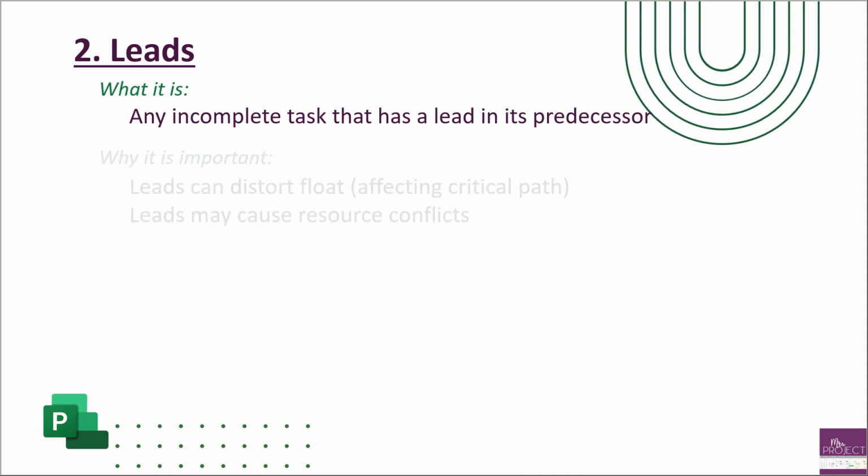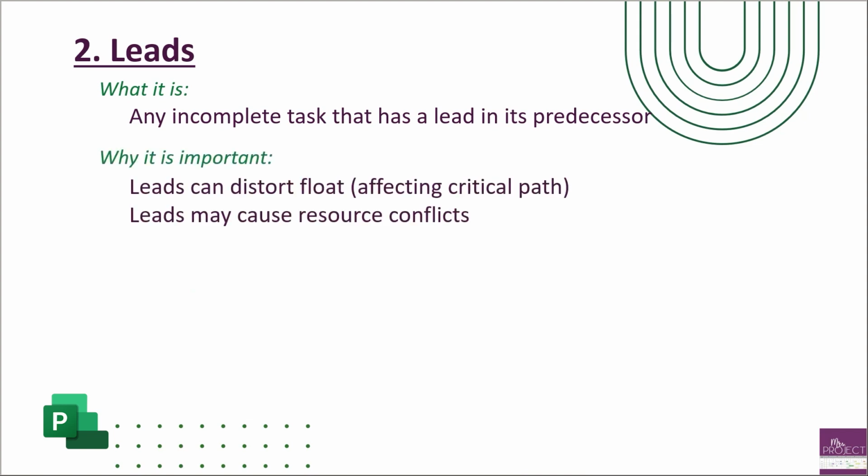So why is this important? Leads can distort your float, which we all know that when we're looking at float, we're talking about our critical path. The leads can distort that. And then leads can also cause resource conflicts. So if you're putting resources into your schedule, you want to make sure that you're not using any leads. What field is used to calculate these? We're looking again at your predecessor and successor field.